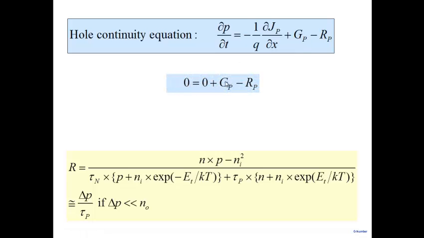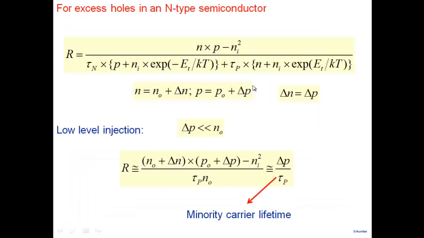So what do you get? Generation rate must be equal to recombination rate. So what is the generation rate that we have been given? 10 to the power 20. What is the recombination rate? Remember this equation? In an n-type semiconductor, we can model recombination as delta p by tau p. Simply, all this Shockley-Read-Hall recombination that you see here reduces to this simple expression, delta p by tau p. So now all you have to do is equate the generation to recombination and find out what the excess carrier density is.